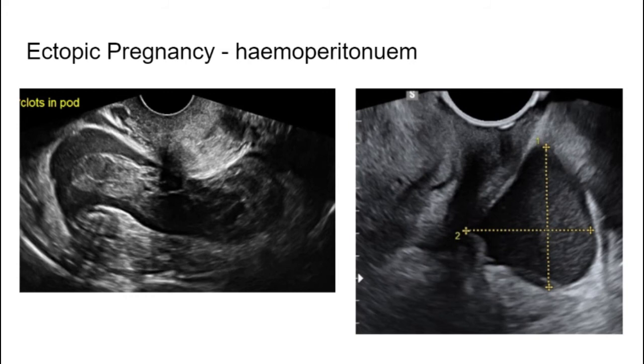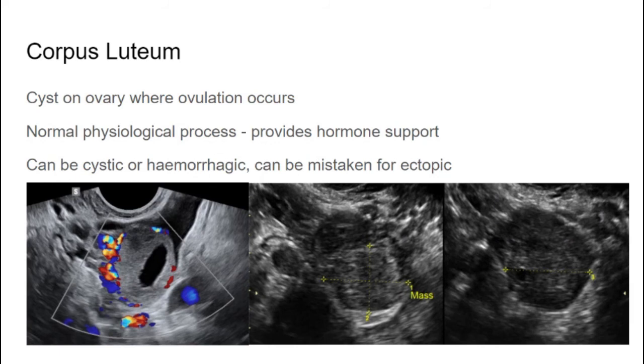And here you can actually see this is a clot that is just floating. So you've got blood around the outside and then this clot floating in the middle. So this is indicating that there's been a significant amount of internal bleeding, that this woman is at risk and needs surgical management.